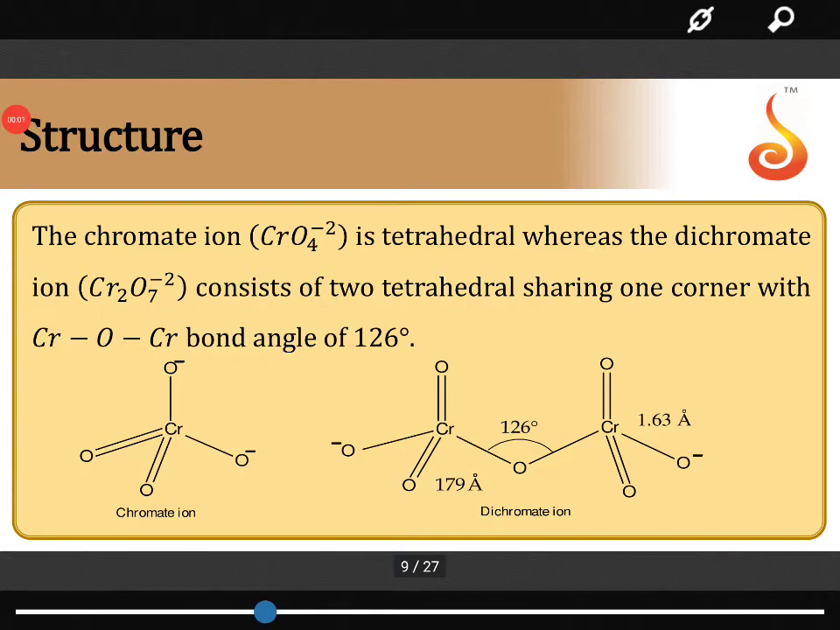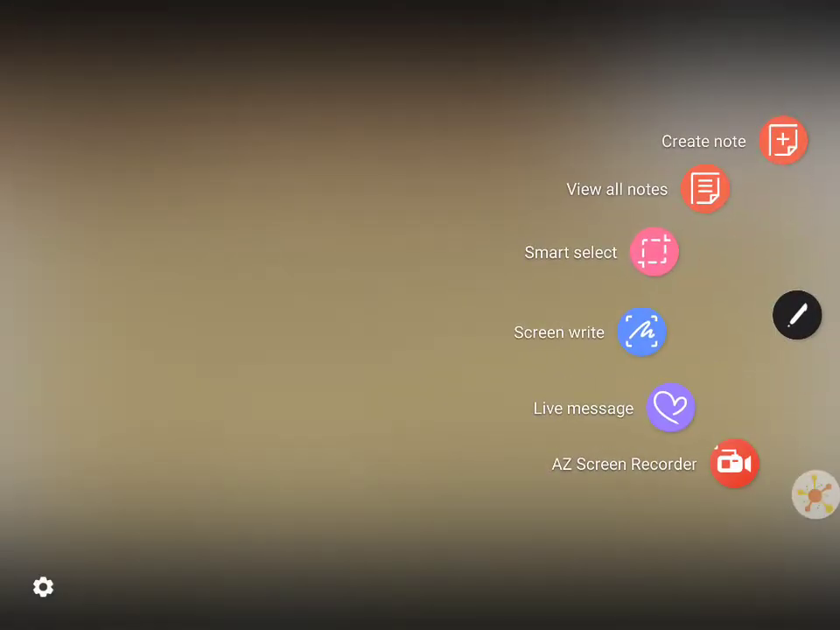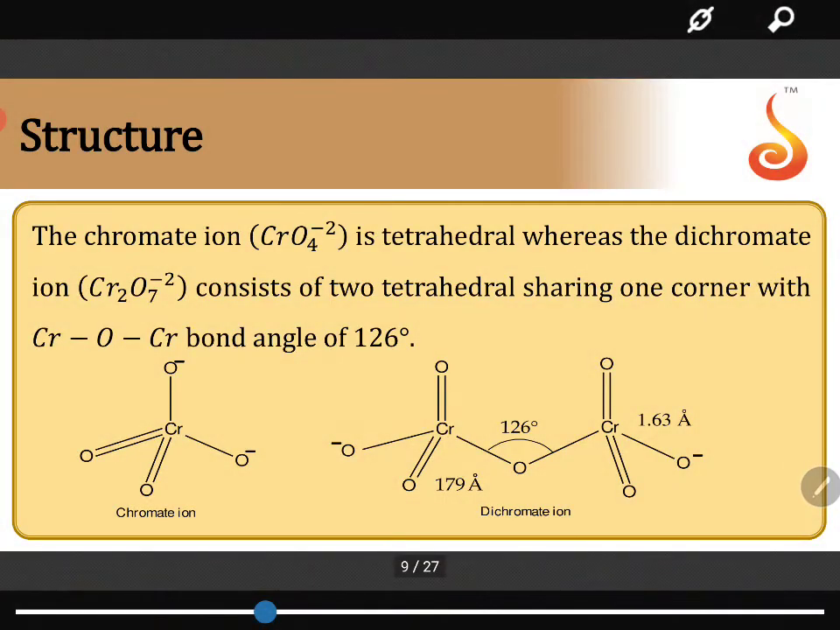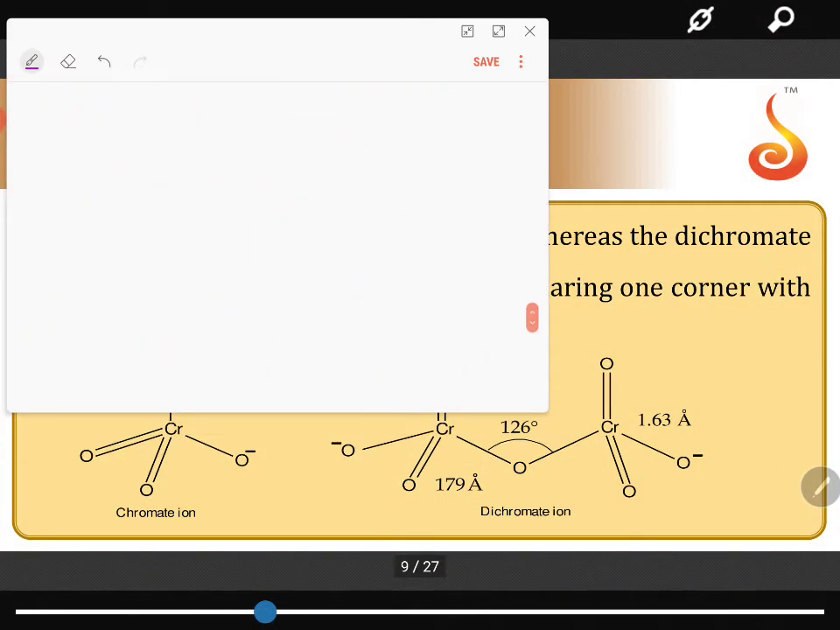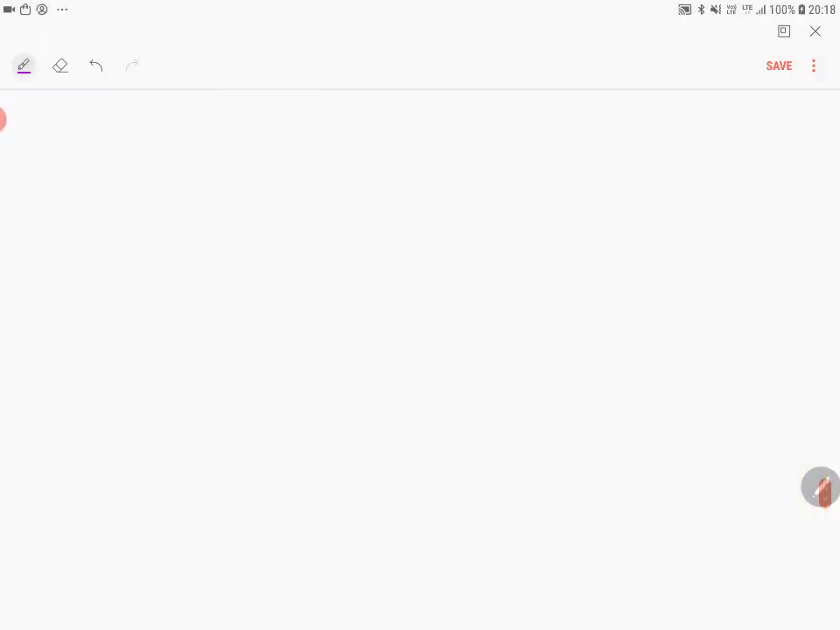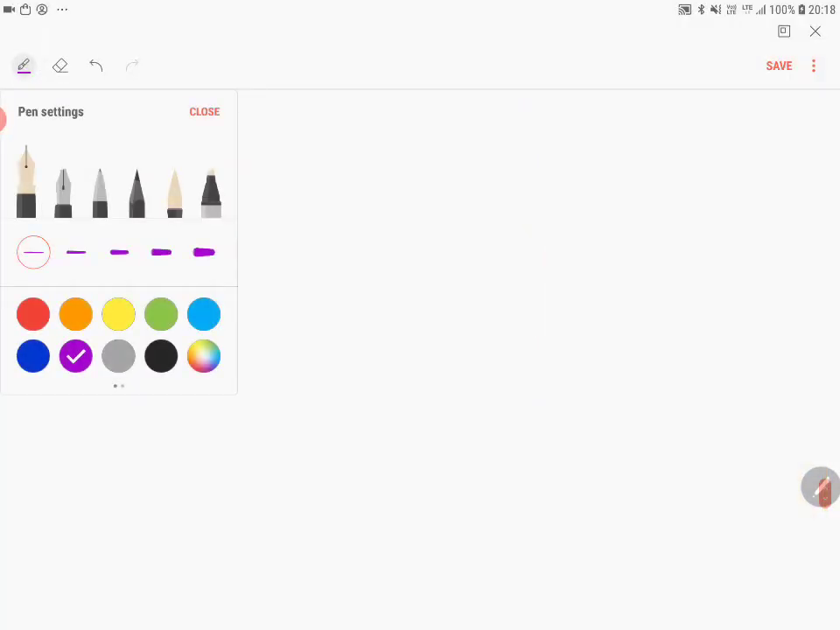Okay, let us investigate the dichromate structure and we'll do a beautiful analysis on the structure, because a lot of questions are yet to come in this. This is very important. Okay, now the beautiful thing is the structure of dichromate.